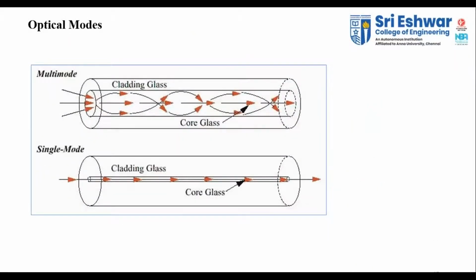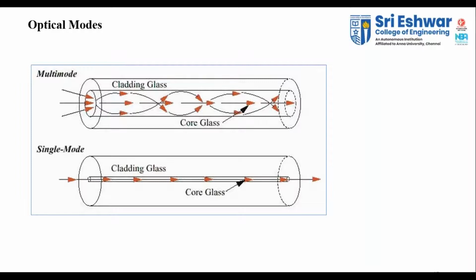The next one is the optical modes. Basically we have two modes of operation. Please see the diagram, single mode and multi-mode. For easy understanding, single mode means only a single optical ray, a single light ray, passes. In case of multi-mode, multiple light rays pass.